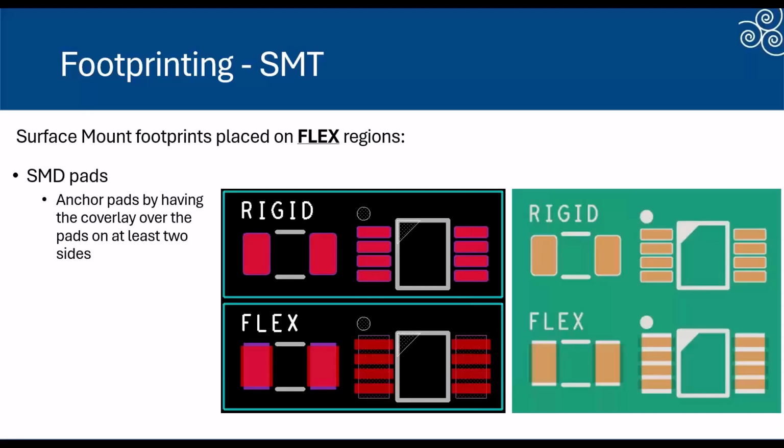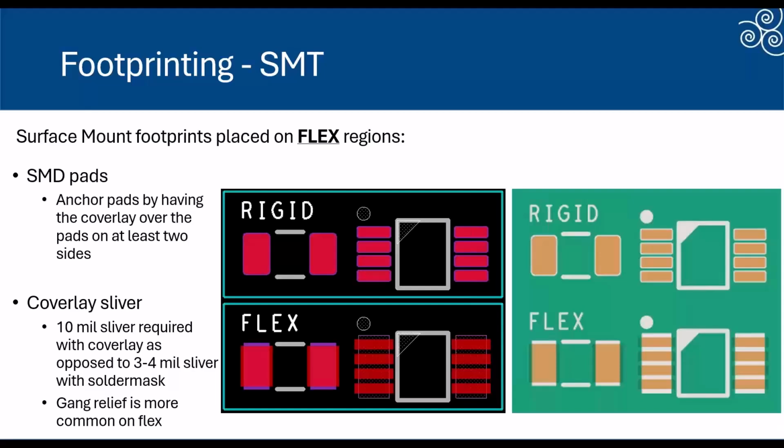So first, the surface mount pads generally want to be anchored on at least two sides. So you can see in the bottom images, the flex pads and solder mask are modified in order to allow those pads to stay anchored to the board, and it prevents them from peeling off the board.